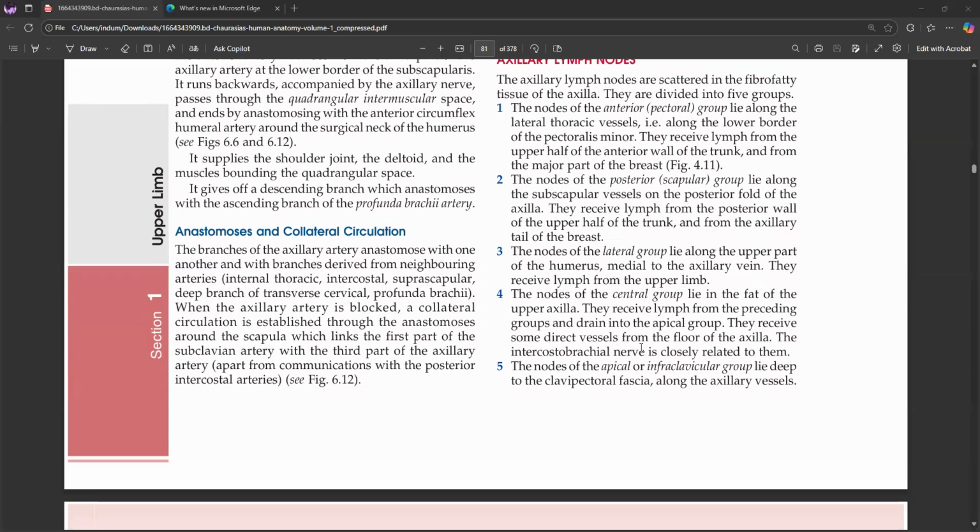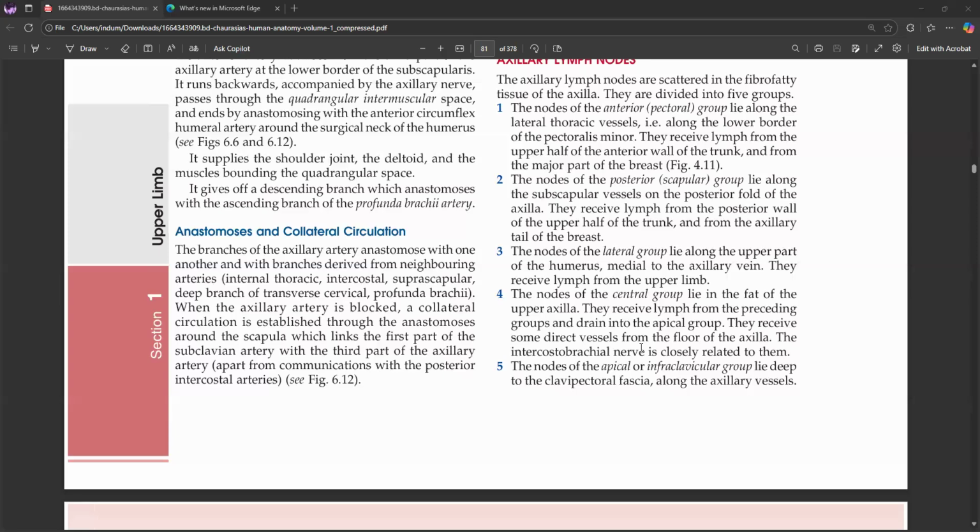Number 2. The nodes of the posterior or scapular group lie along the subscapular vessels on the posterior fold of the axilla. They receive lymph from the posterior wall of the upper half of the trunk and from the axillary tail of the breast. Number 3. The nodes of the lateral group lie along the upper part of the humerus, medial to the axillary vein. They receive lymph from the upper limb.